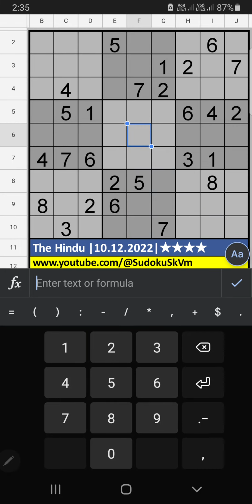Welcome to Sudoku SkVm. I am going to solve the Hindu Nation Sudoku puzzle on December 10, 2022, 4-star Sudoku.